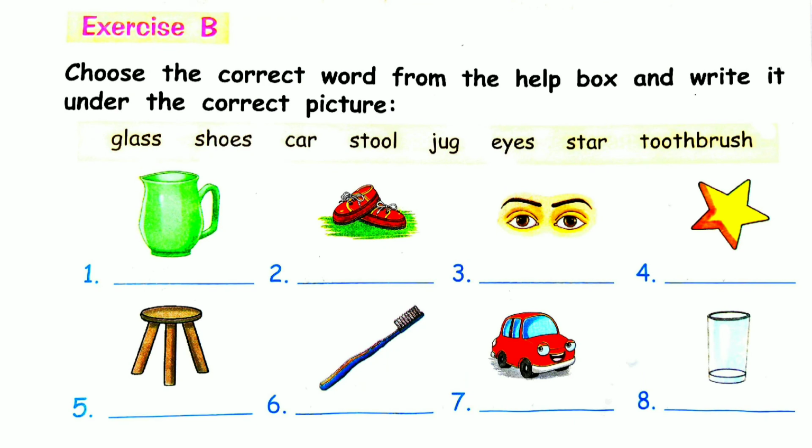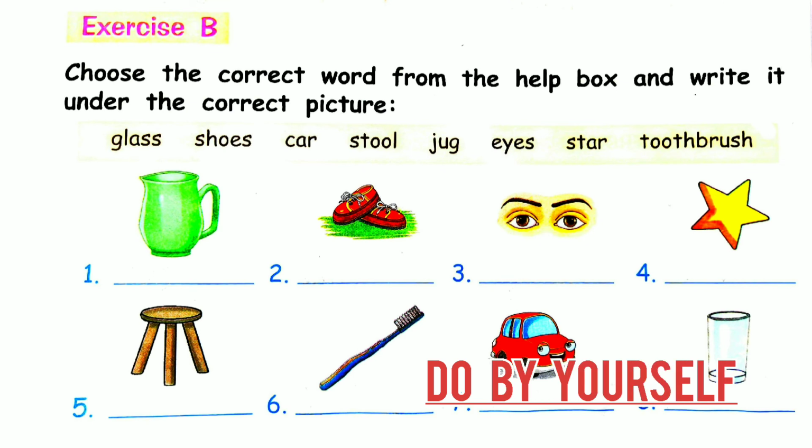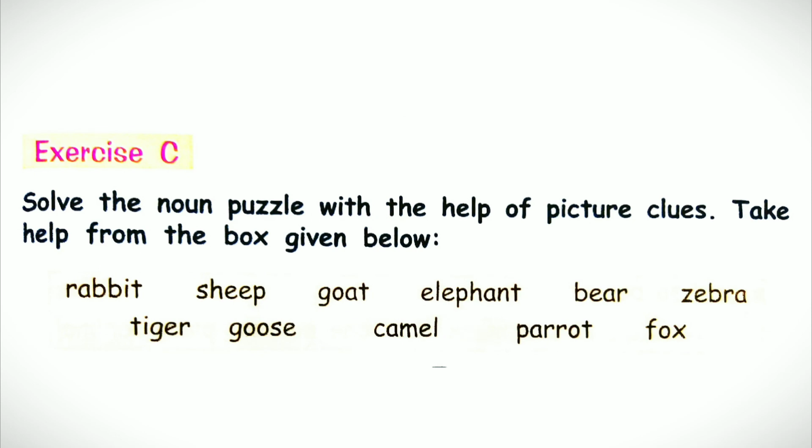Next, let us go to exercise B. Choose the correct word from the help box and write it under the correct picture. Here there is a help box where we can see some words. Glass, shoes, car, stool, jug, ice, star, toothbrush. And write down the proper words to the proper picture. Okay dear students, now let's go to exercise C.